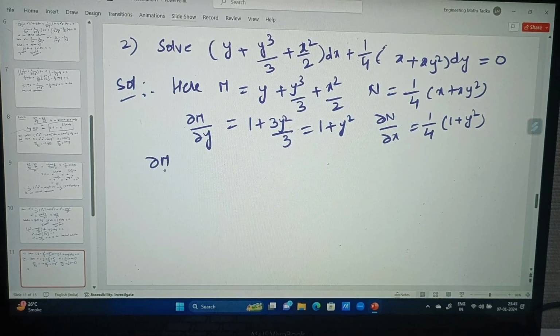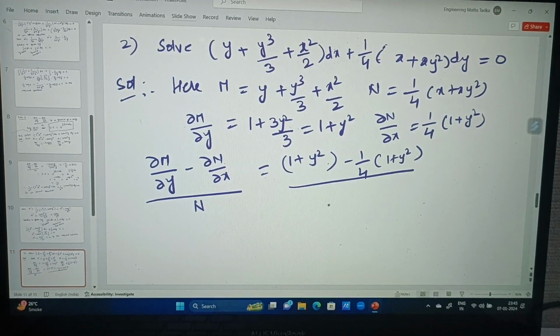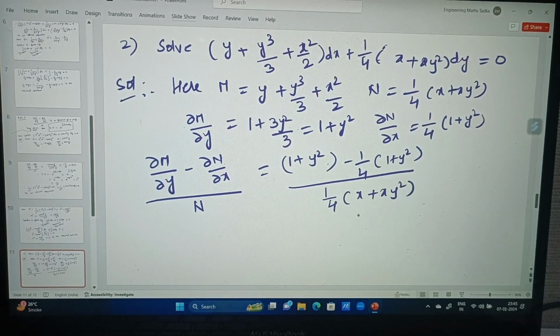Now apply the rule: dou m by dou y minus dou n upon dou x, upon the denominator n, the function n. Substitute the values. 1 plus y square minus 1 upon 4 into 1 plus y square, upon, what is your n? N is nothing but 1 by 4 into x plus xy square. If you observe, in the denominator the x term is common, so take the x term outside, and automatically 1 plus y square in the numerator and 1 plus y square in the denominator will get cancelled.